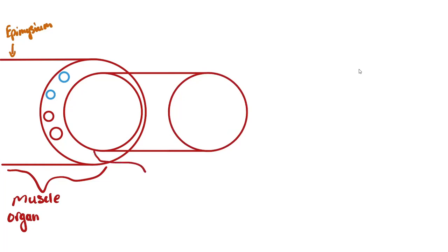So this is the fascicle. And this is going to be surrounded by the perimysium. And inside the fascicles, we have muscle fibers.